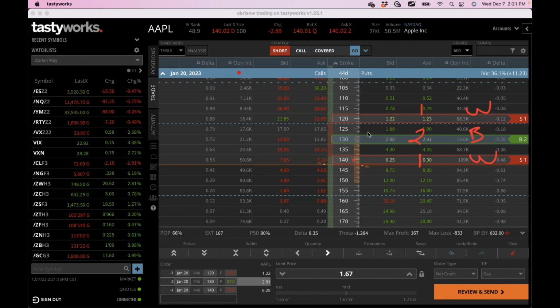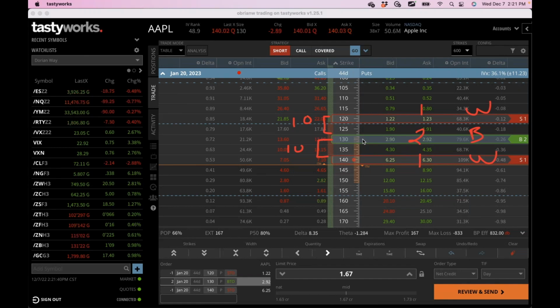A traditional butterfly has the same width between all three of the strikes or the legs. So right here we have 10, that's 10 points difference, right? And then right here we have 10. So that's all the same. But traditional, all the widths of the legs are the same. So it's not broken.